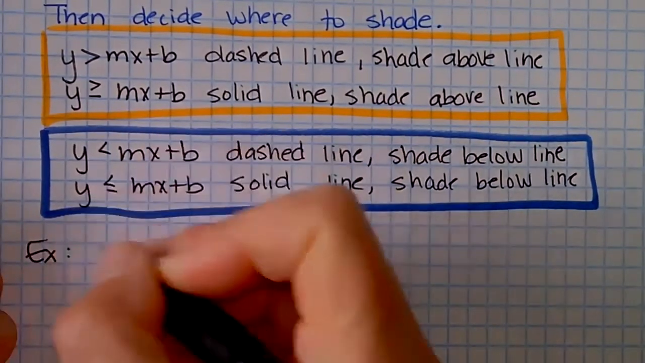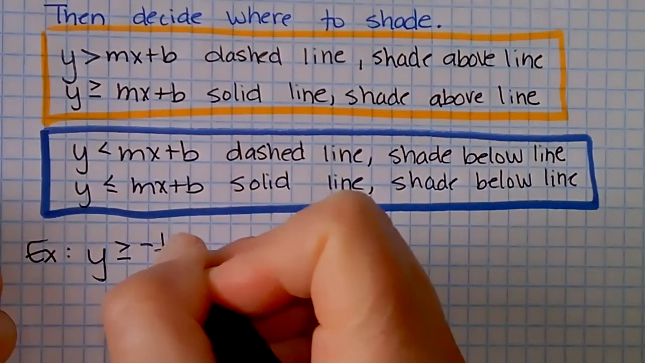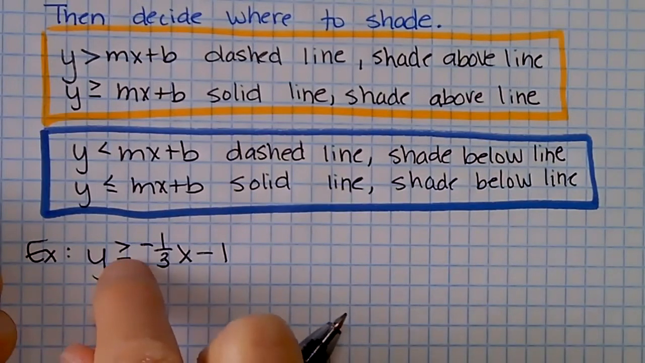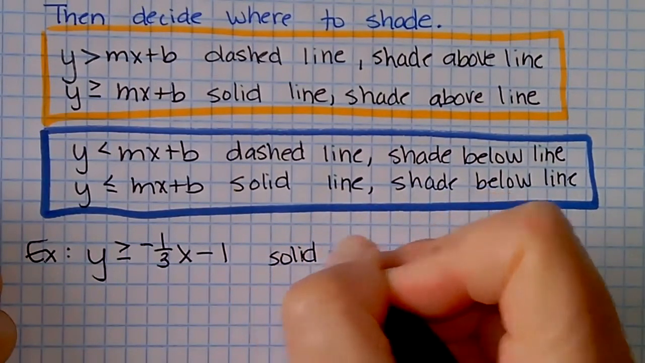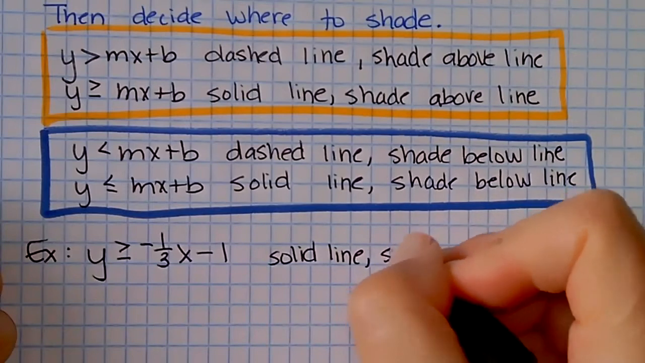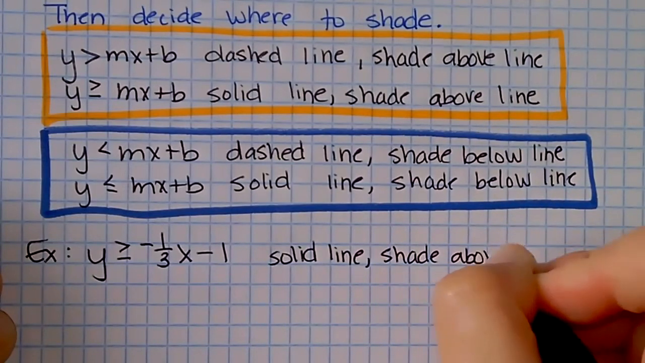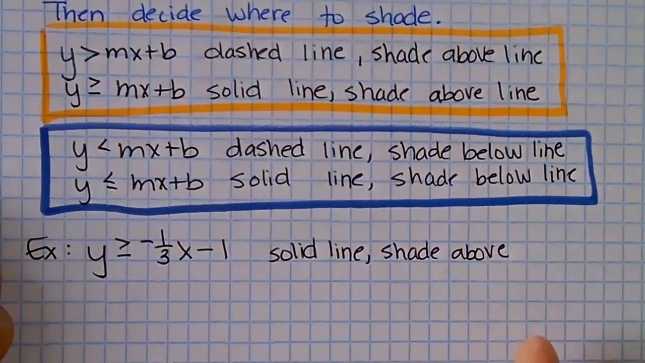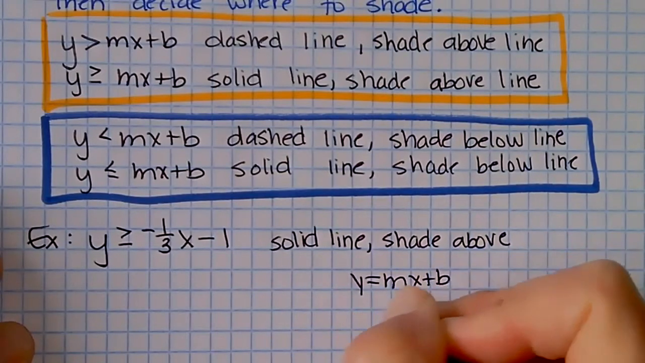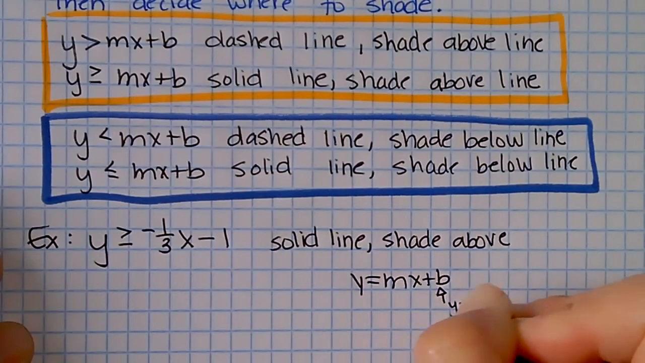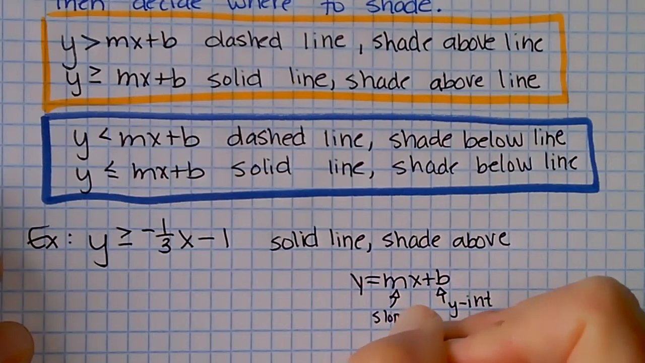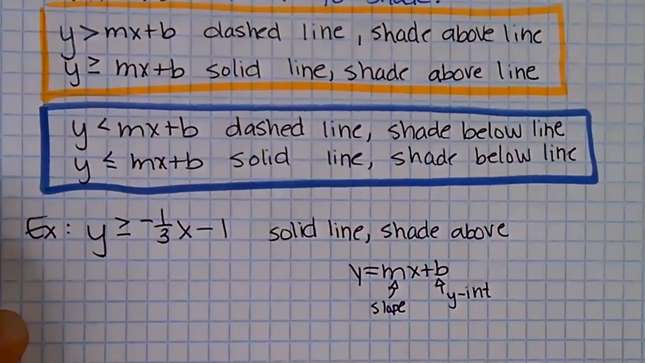So first example, let's say we have y is greater than or equal to negative 1/3 x minus 1. Looking at this little line here tells me it's going to be solid. And because it's greater, that means I'm going to shade above. Now, just a little reminder, we are graphing lines. Remember that y equals mx plus b: your b is your y-intercept, and your m, the one with the x, is your slope. Because we have to actually graph this.